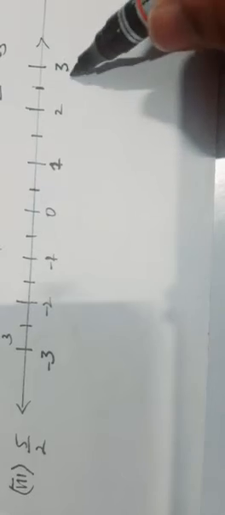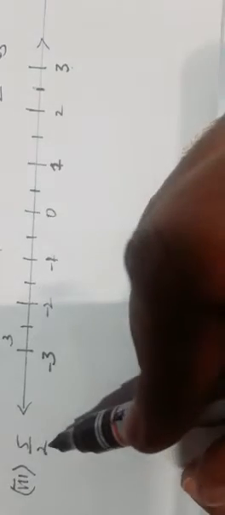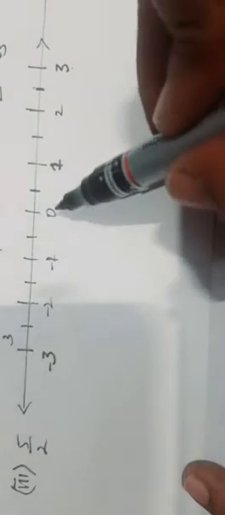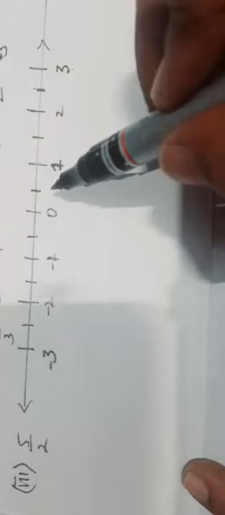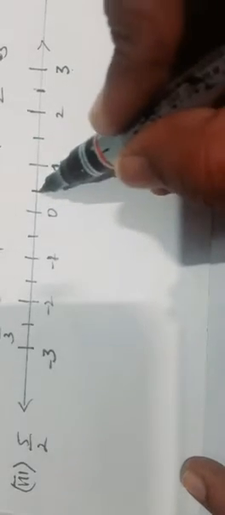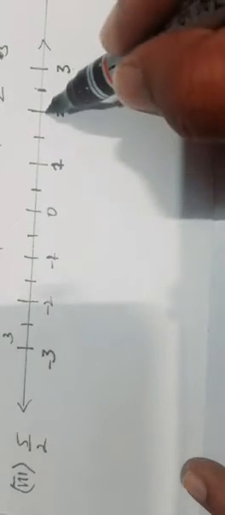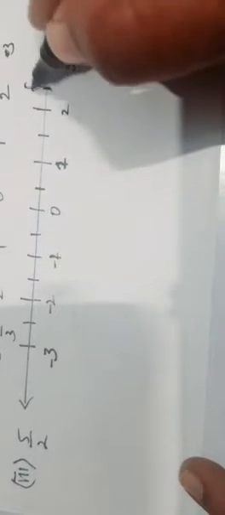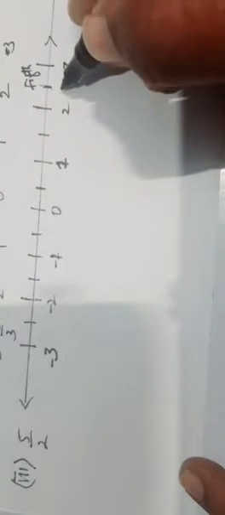I have also included 3 in the right side, minus 3 in the left side, because the rational number is 5 by 2. From 0, count totally 5 divisions, children. First, second, third, fourth, fifth. This fifth division is the rational number 5 by 2.